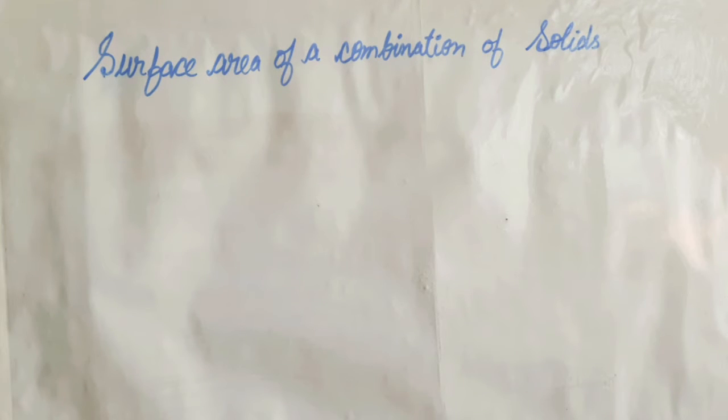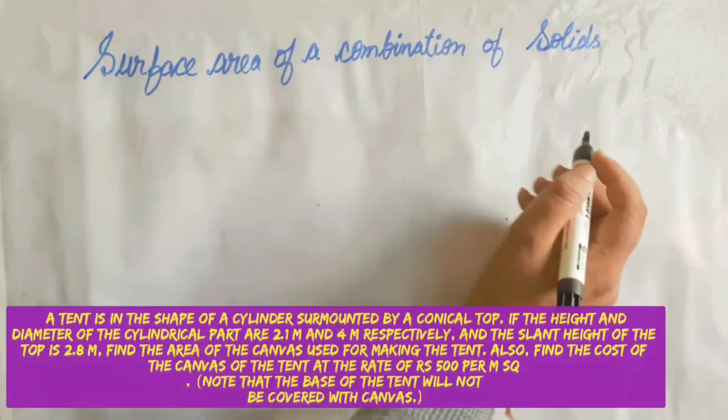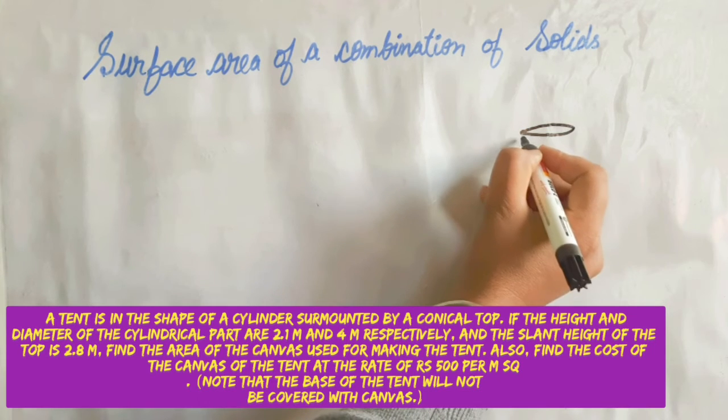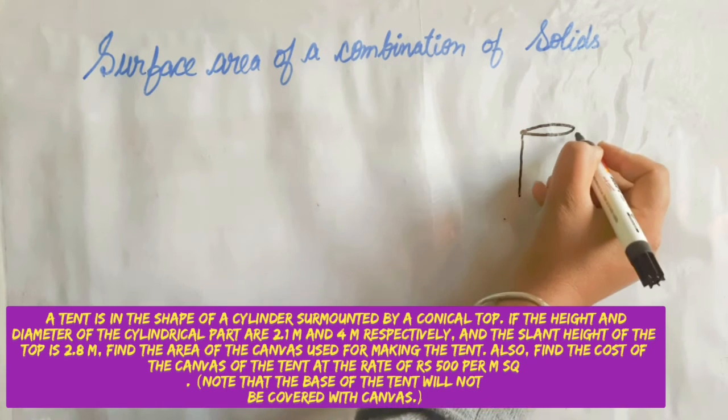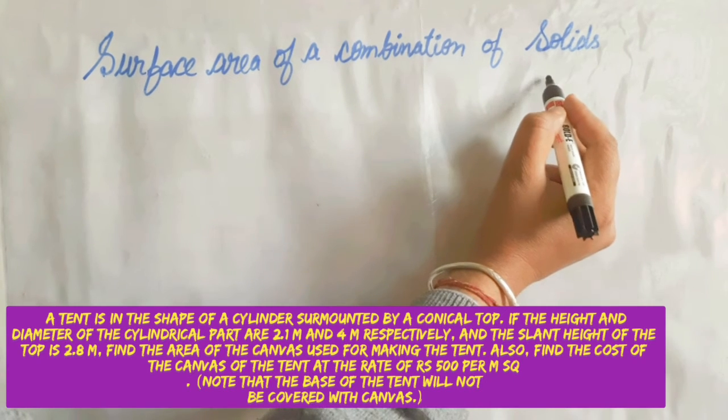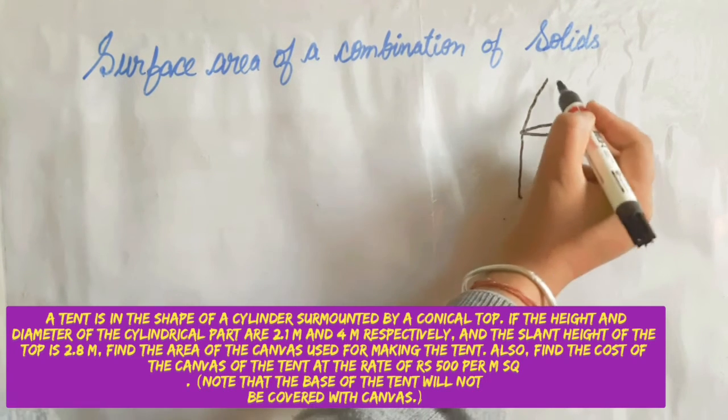Next question is, a tent is in the shape of a cylinder surmounted by a conical top. Let us see the figure. We have a cylindrical tent having top in the form of a cone.